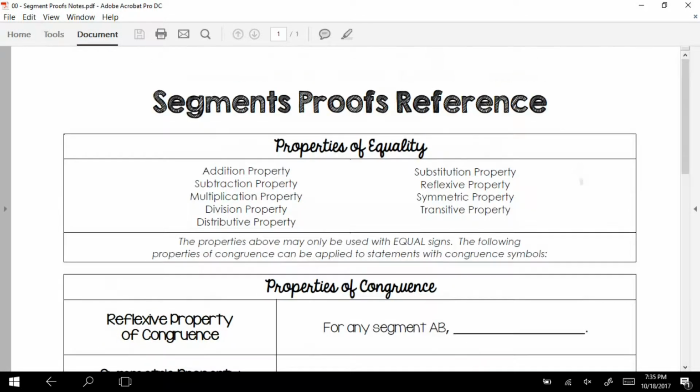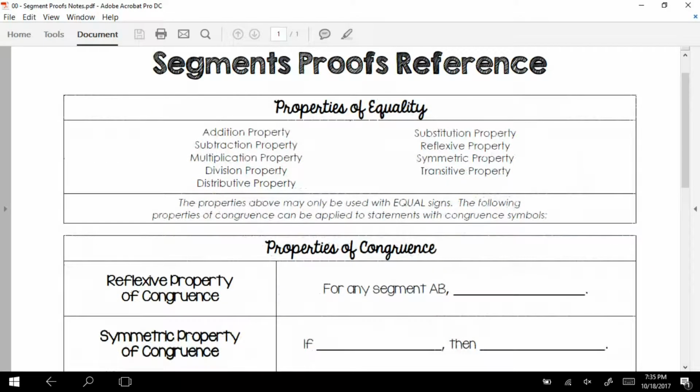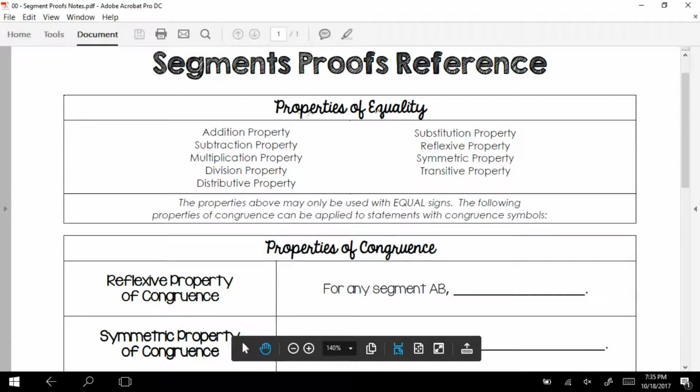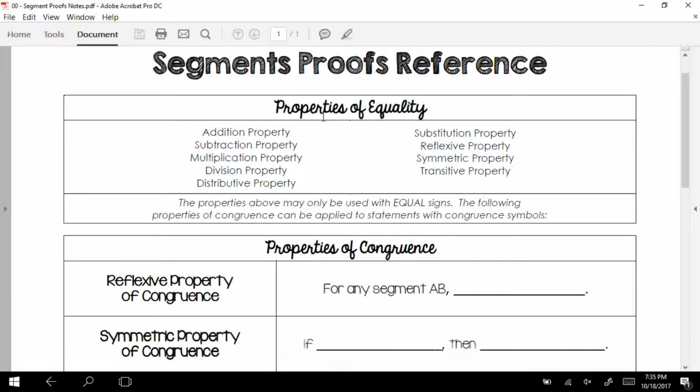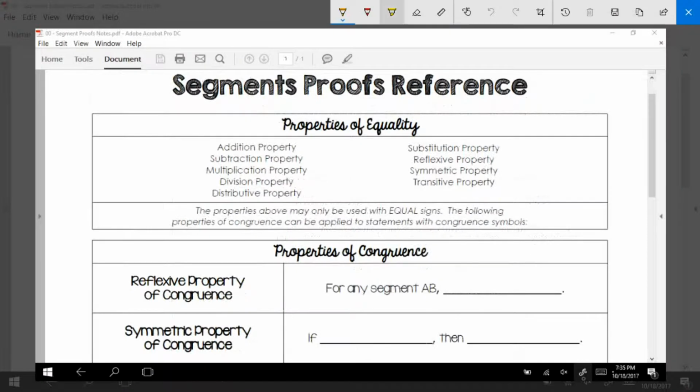We're going to be learning about segment proofs today. So look at this page. It says properties of equality at the top. We learned these the other day: addition property, all these ones. You can only use these properties with equal signs. That's why at the end of them it says addition property of equality, division property of equality, transitive property of equality.